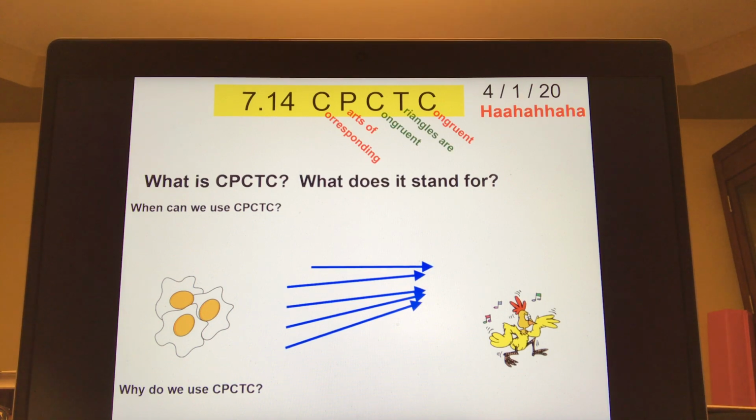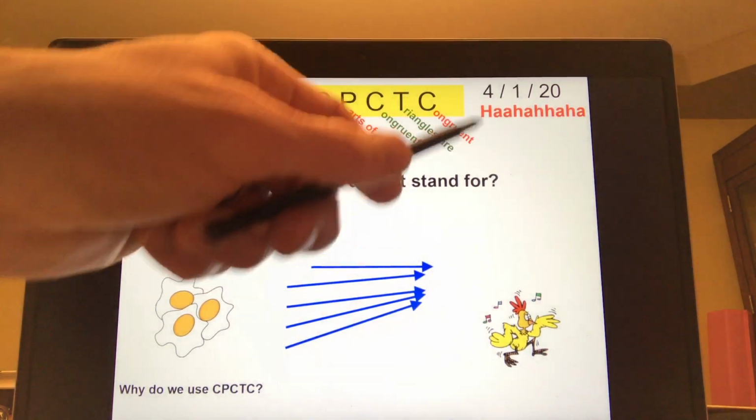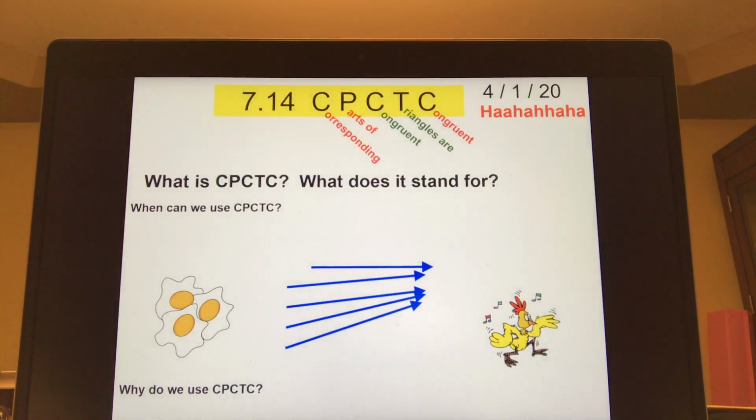It's actually a building block for understanding trigonometry later on in your math career next year. So, what is CPCTC? Well, it's this definition of congruent triangles. It's that acronym right there. When do you use it? It's kind of a critical part.